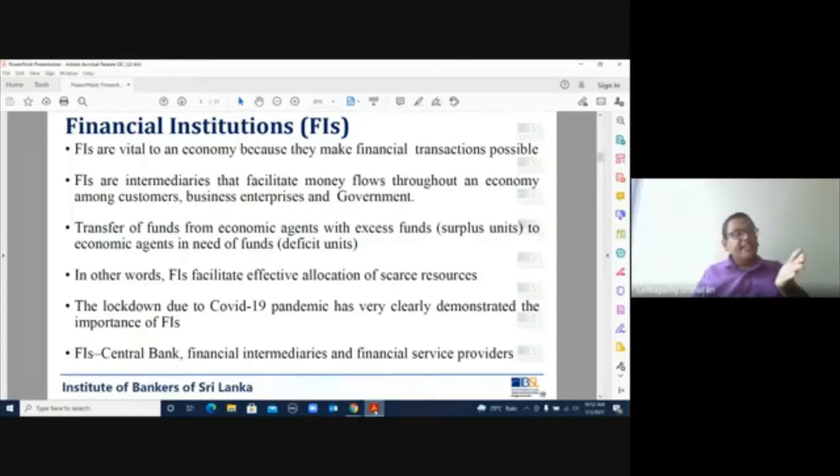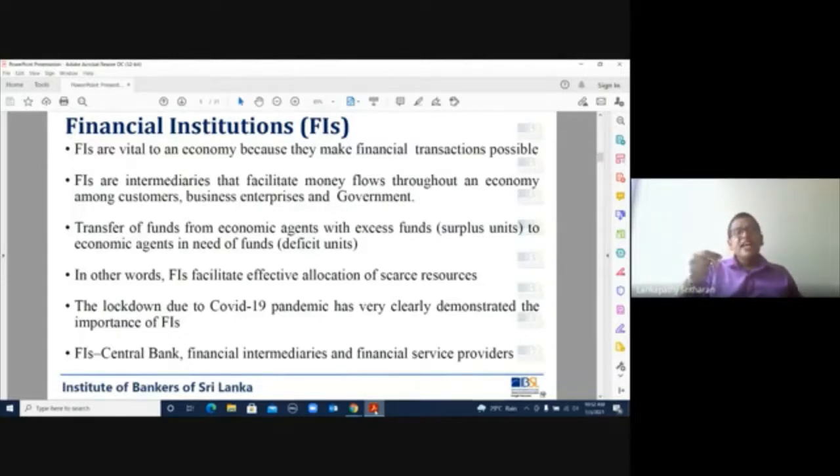When they are getting the money from the surplus unit, they are getting it by way of deposits or savings, through the savings account or through the fixed deposit account. And they are giving money to the shortage unit, or those who want the money for several purposes, by way of loans and advances. So the financial institution plays a role of intermediary.